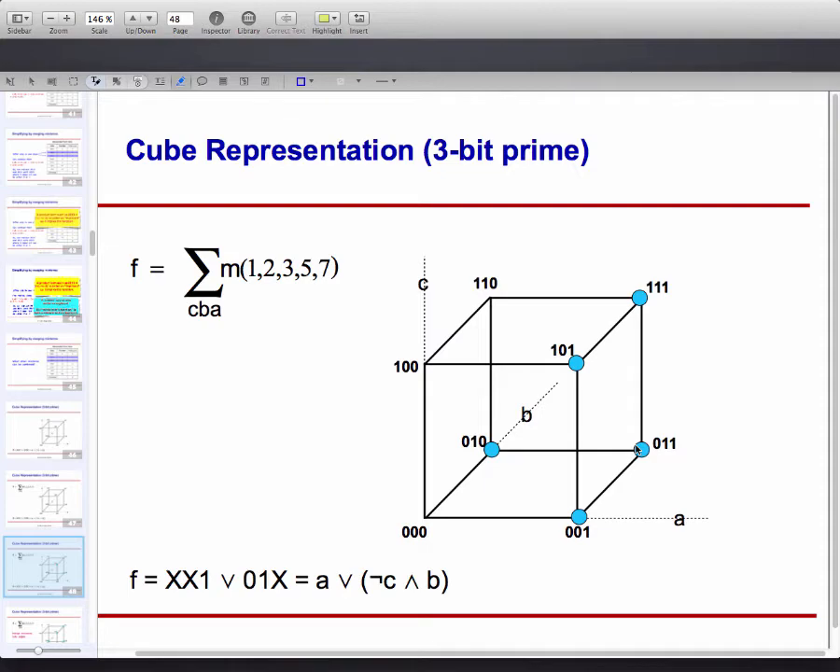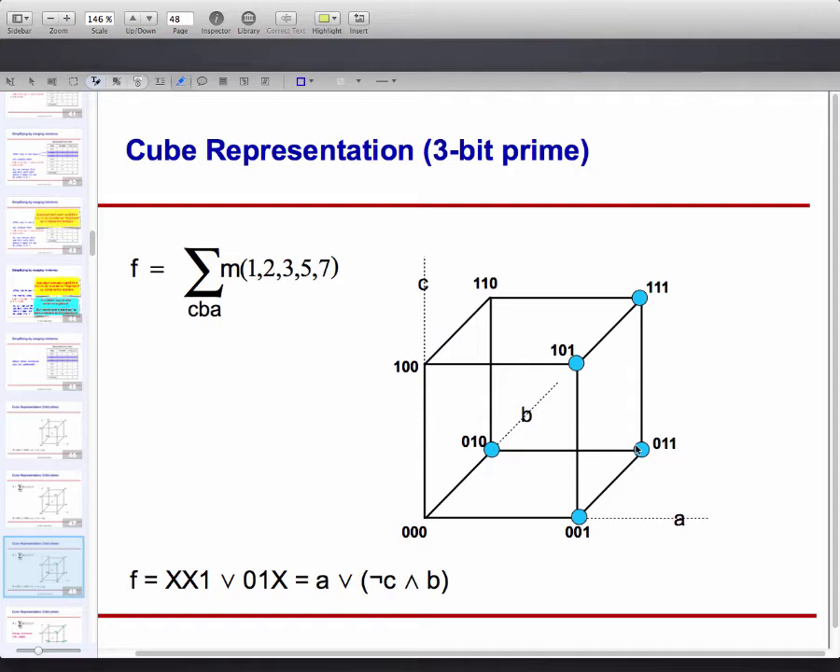Again, the 5 corners with the cyan-colored circle are the ones which belong to the function. And we need to look at what pairs are connected by edges. So, check how many of them are connected by edges. How many pairs? 5? Yeah.